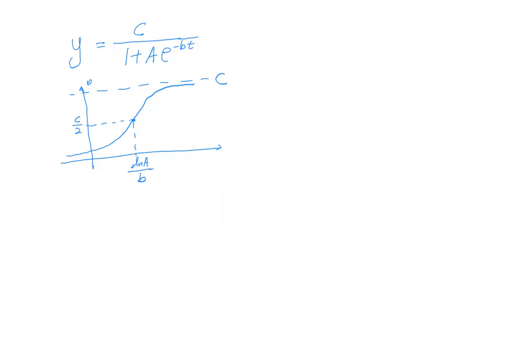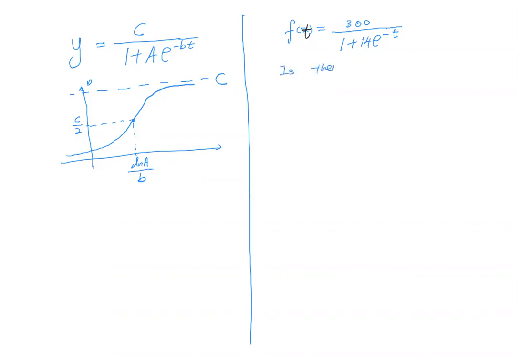All these are the questions that you have to ask yourself when you are given a function. Like for example, I give you f(t) equal to 300 divided by 1 plus 14 e to the power negative b t. Okay, like that. So if I ask you to show that, I ask you the question, is there a limit to this function?